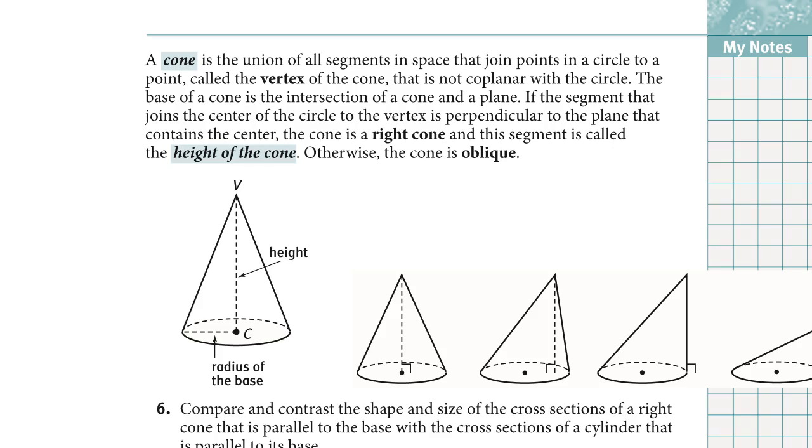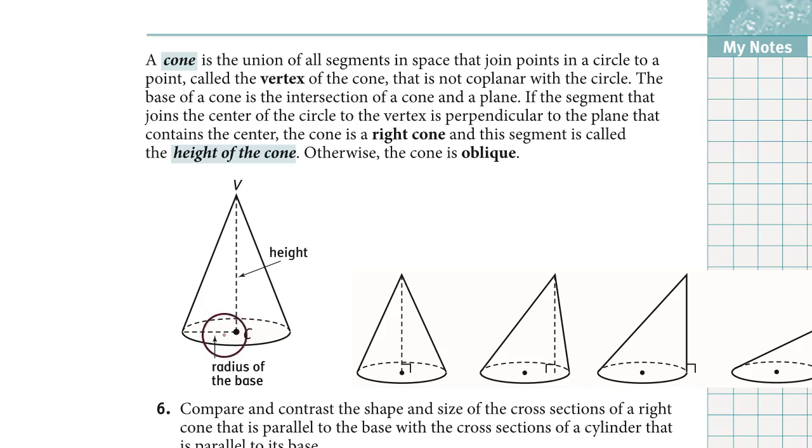Next, let's discuss the three-dimensional object called a cone. Like a cylinder, a cone has a circular base. Unlike a cylinder, there's only one base because the cone stretches up to a point called the vertex of the cone. Here are some drawings of cones. 2 of the cones are right cones, and 2 of the cones are oblique cones. Can you figure out which is which? The first 2 are right cones, and the last 2 are the oblique cones.